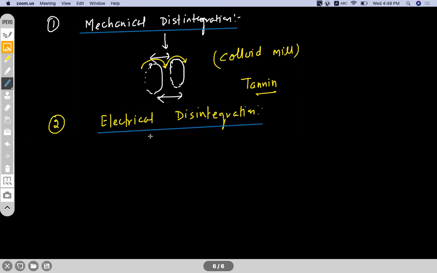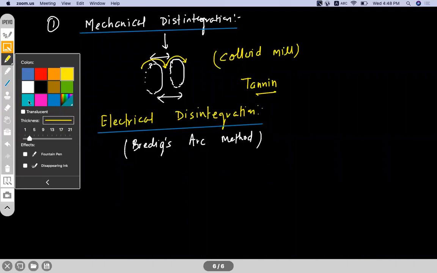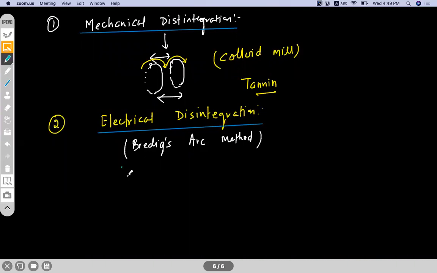Electrical disintegration is also called Bredig's arc method, B-R-E-D-I-G-S. Bredig's arc method is more important than the previous one as far as the exam is concerned. This is used for obtaining a colloidal solution of metals. Write down like this.